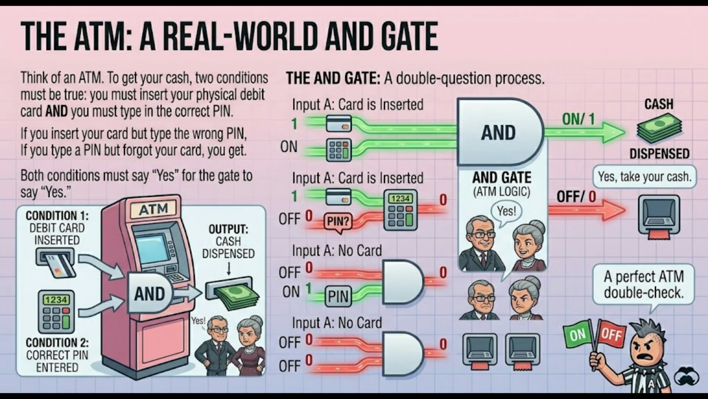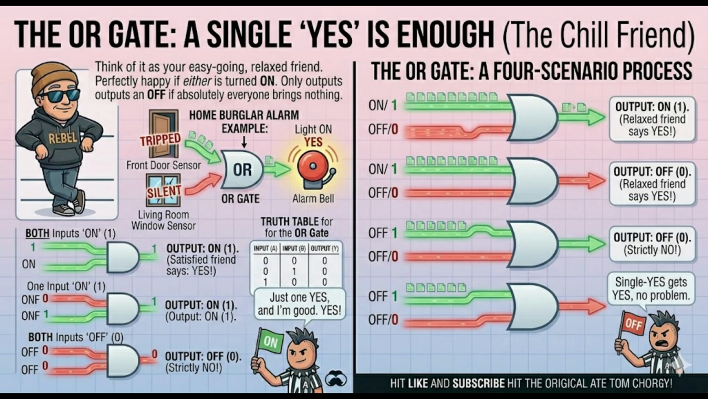3. The OR gate, the chill friend. The third core gate is the OR gate. This is your easygoing, relaxed friend. It takes in two signals, and it's perfectly happy if either the first one or the second one is turned on. It only outputs an off if absolutely everyone brings nothing to the table.